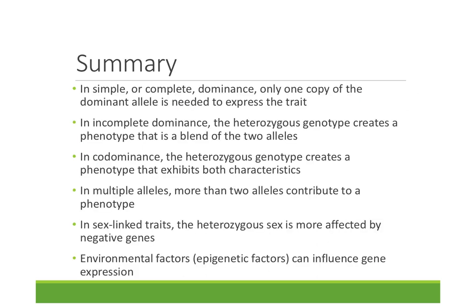So to summarize, there are various ways that alleles can interact. In simple, otherwise known as complete dominance, you only need one copy of that dominant allele to see that particular trait. In incomplete dominance, a heterozygous genotype is going to produce a phenotype that is a blend of the traits of the two alleles. In codominance, the heterozygous genotype is going to produce a phenotype that actually shows both characteristics from each allele.